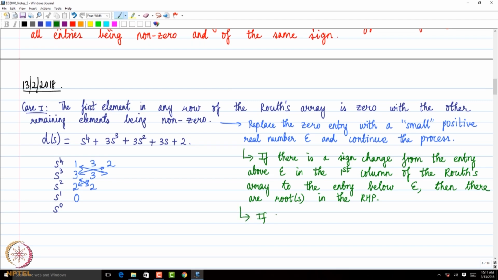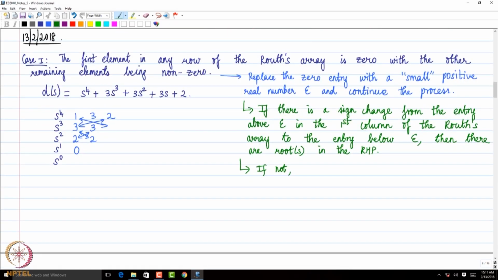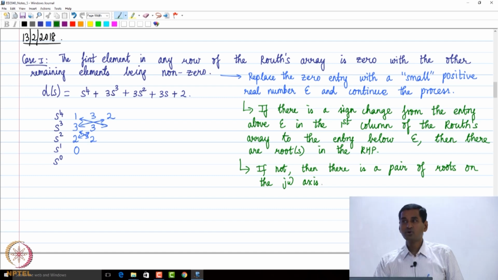If not, that means if there is no sign change from the entry above epsilon to the entry below epsilon, then there is a pair of roots on the j omega axis, or the imaginary axis. That's what it implies.